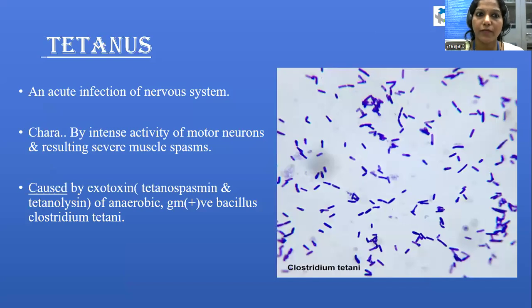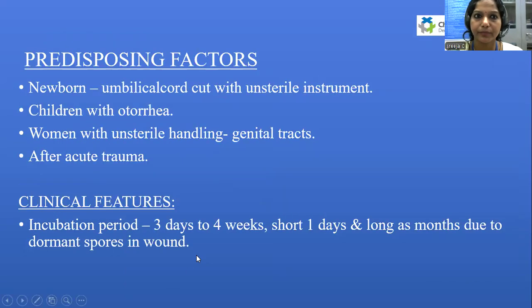Tetanus is an acute infection of the nervous system which is characterized by intense activity of the motor neuron resulting in severe muscle spasm. This is caused by the exotoxin released by the anaerobic gram-positive bacilli, Clostridium tetani. The toxins are tetanospasmin and tetanolysin.